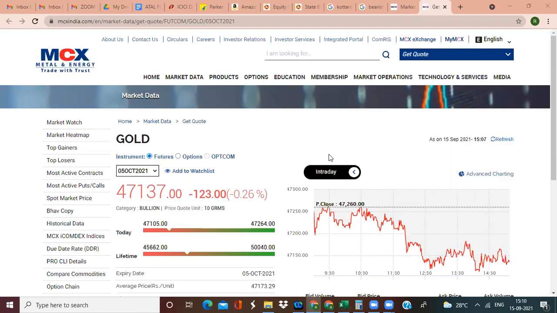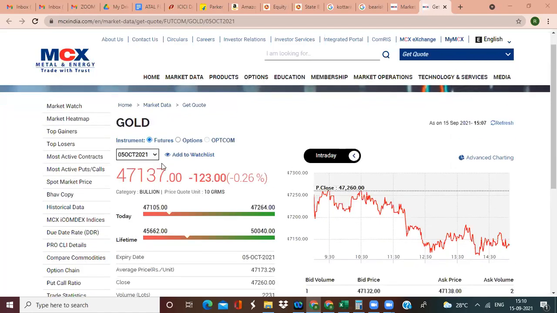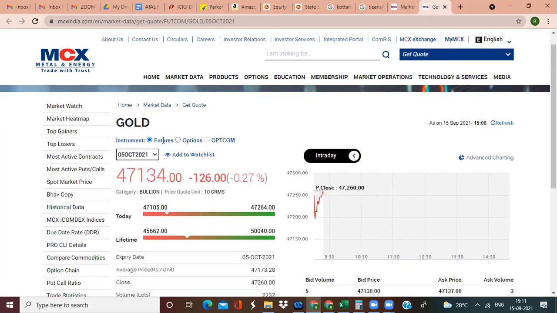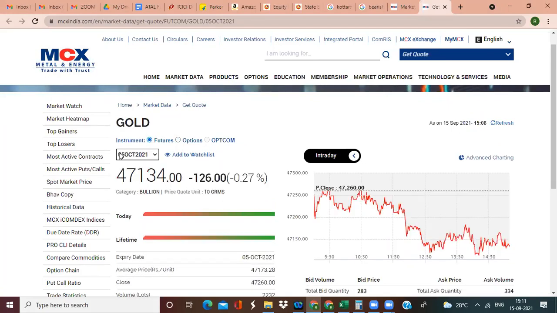Okay, so see, this is again another exchange like NSE. This is a multi-commodities exchange where you have commodities available for trading, from different metals to agriculture commodities, even currencies to precious metals. All these things are available in MCX. So now what is this? This is October 5. This is gold, the underlying asset. You can choose futures or you can choose options. So commodities also have options and futures available.